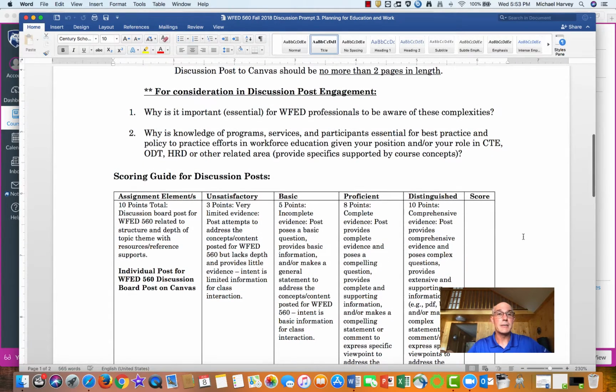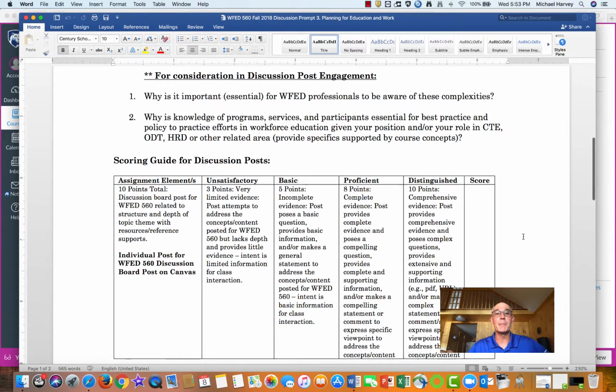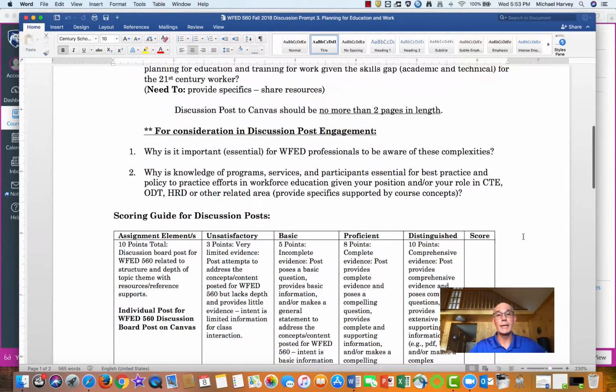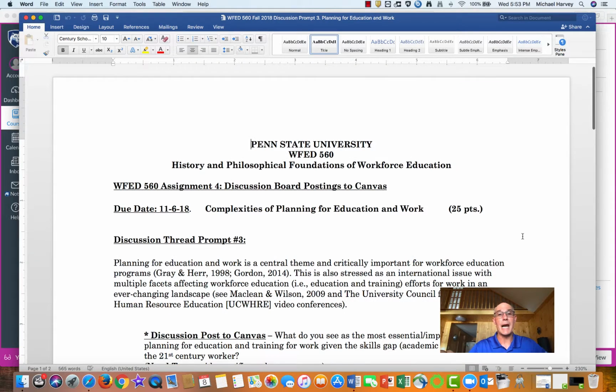And then for discussion consideration in your interactions with other class members, why do you think it's important that people be aware of these complexities in our field? And then what are the programs and services that you think outline or are associated with best practices? That's the third post that's identified.